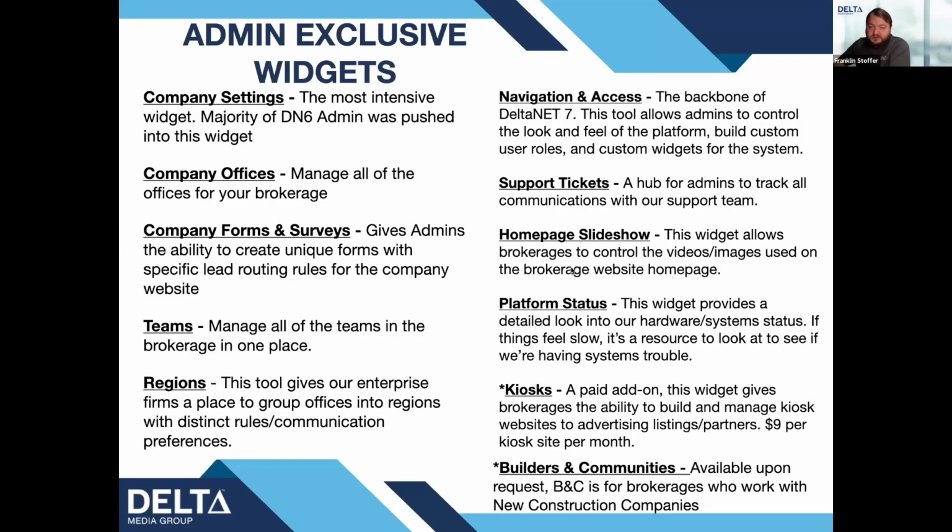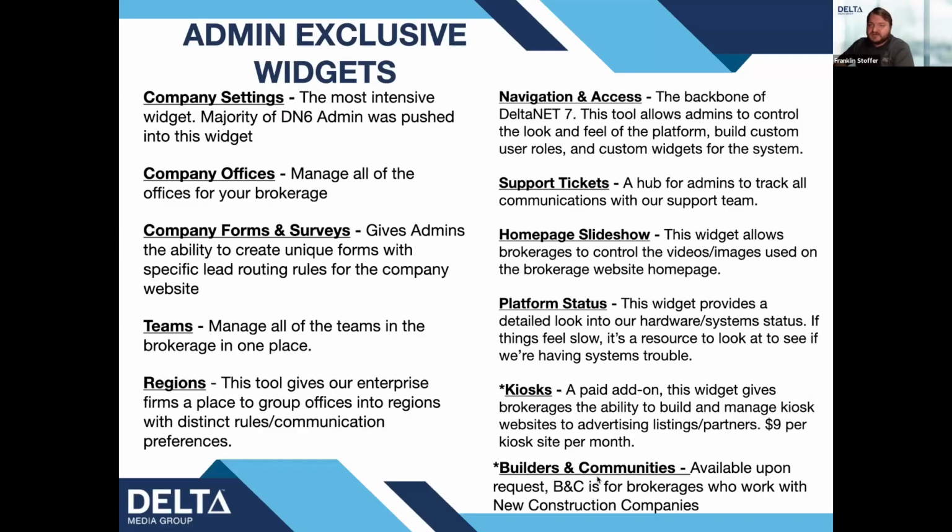There's a homepage slideshow widget to determine which images are on the company homepage. We have a platform status widget, which is something you can place, for example, in your help center if you want to quickly go and see if Delta's having any type of server issues. We have a dedicated kiosks widget. This is a paid add-on that's in the DeltaNet 7 marketplace where you can, for $9 per kiosk, generate standalone websites that'll highlight things like company listings.